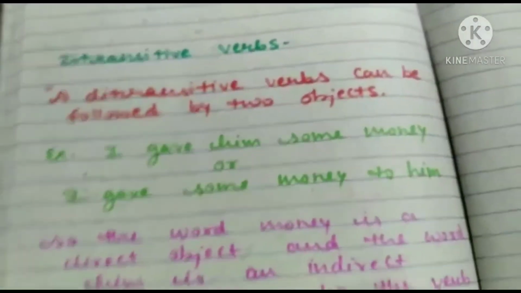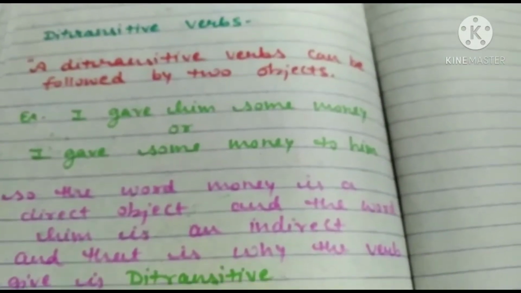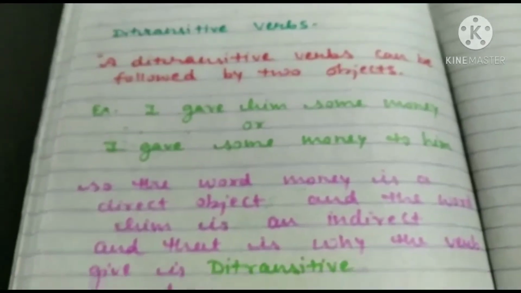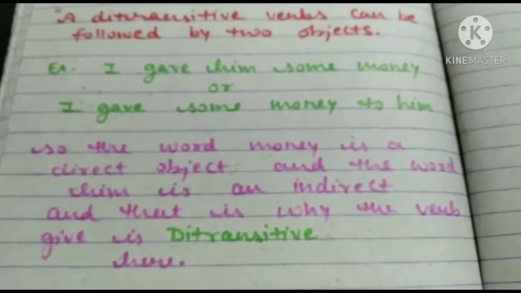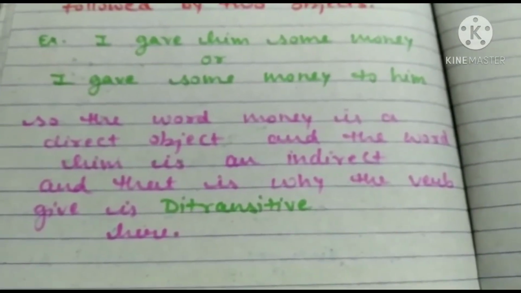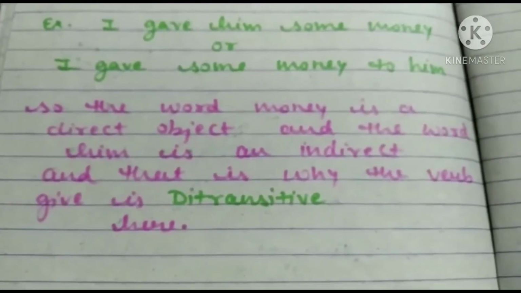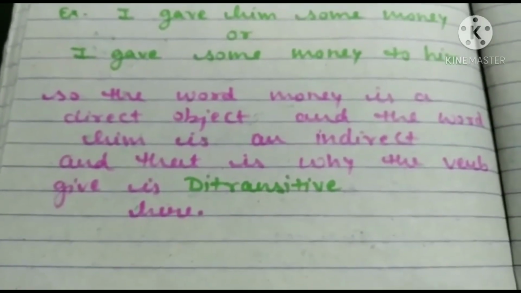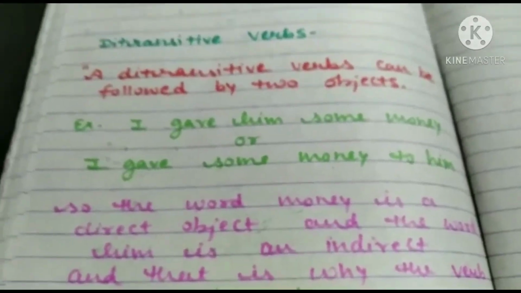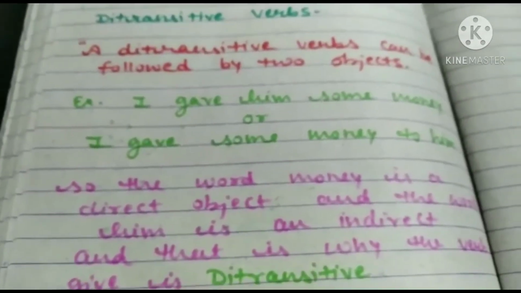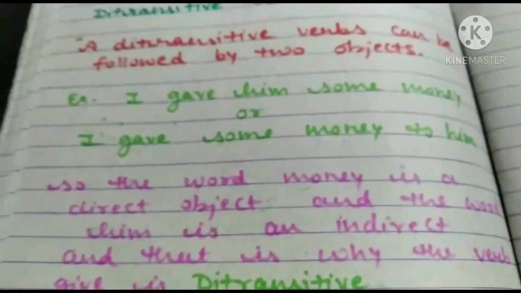One more is left in your transitive and intransitive verbs: the ditransitive verb. A ditransitive verb can be followed by two objects. For example, I gave him some money, or I gave some money to him. The word money is the direct object and the word him is the indirect object, and that is why the verb give is ditransitive. I hope this is also in your book. So with ditransitive verbs we can have two objects, direct and indirect. I hope you are clear on this and on transitive and ditransitive verbs.